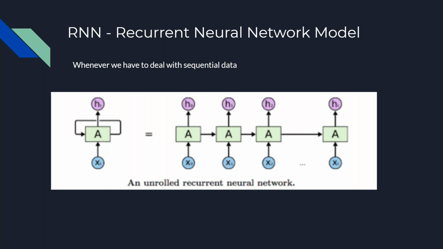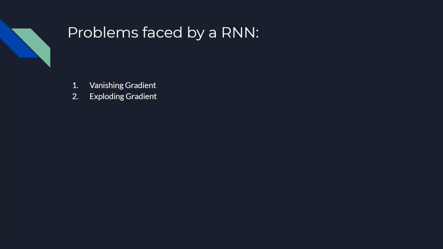But even this recurrent neural network model has some problems, which are called vanishing gradient and exploding gradient. As I told you, a deep neural network learns by the method called gradient descent. But what if this gradient descent is not good enough? Then our model will not be able to run.